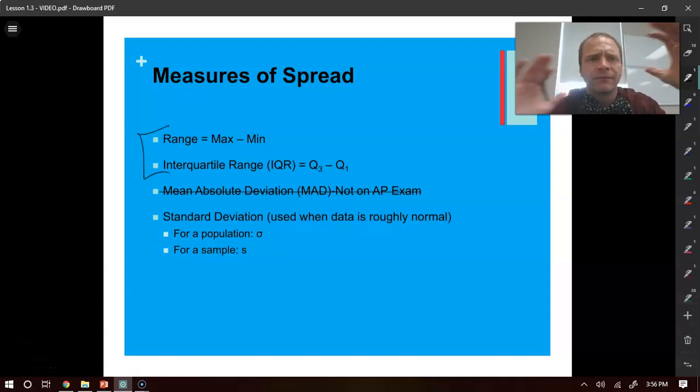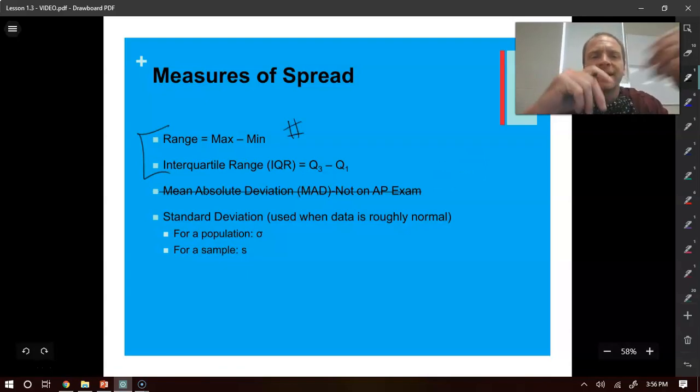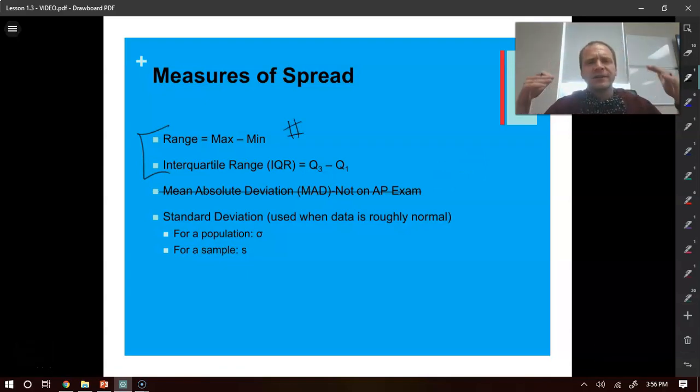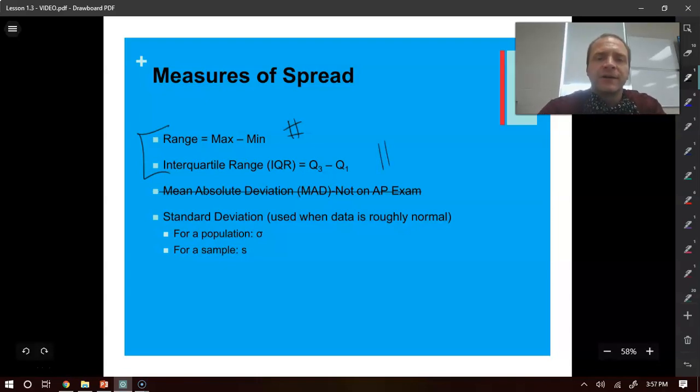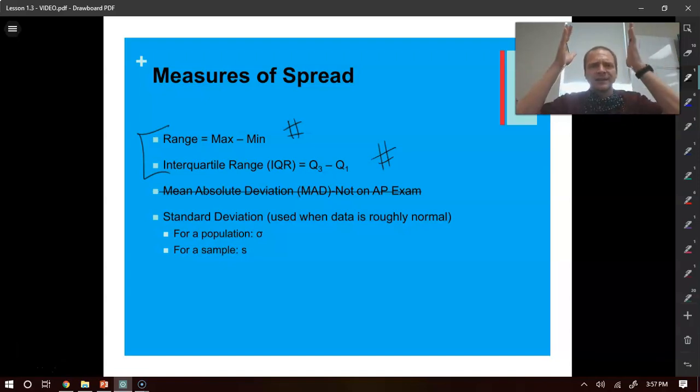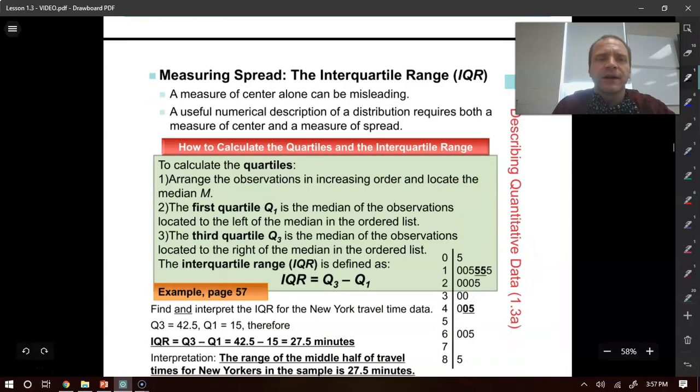Now remember from 1-2, range is a number. You're not going to say the range is from 2 to 9. No, you're going to tell me the range is 7. It's a number. And the IQR is the same way. The IQR is going to be given as a number. So do keep that in mind as well. You're not going to give me "from this to this is the IQR." No, the IQR is a specific number, just like the range is.